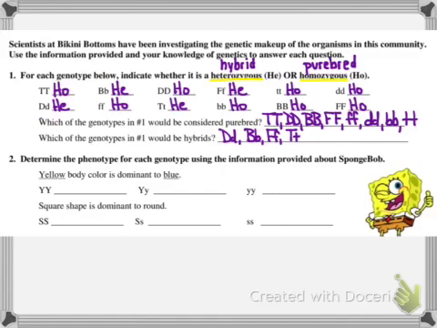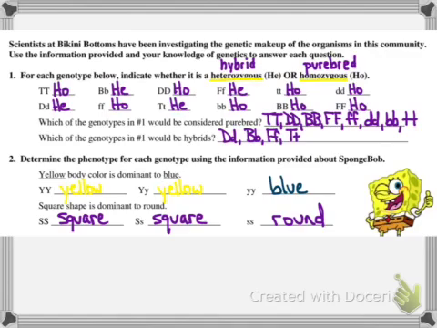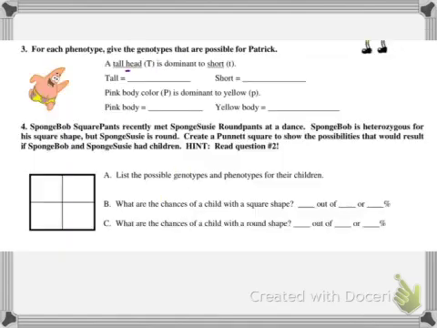Number two, they wanted you just looking at the genotypes to determine the phenotype. All right, and so if yellow is dominant to blue for body color, that means if you had two capital Y's, you'd get a yellow body color. Capital and lowercase, you'd get yellow. Two lowercase, you would have recessive and it would be blue. And then if you had square body shape like SpongeBob to a round body shape, two capital S's would be square, capital lowercase would be square, and two lowercase would be round. All right, let's go to number three.